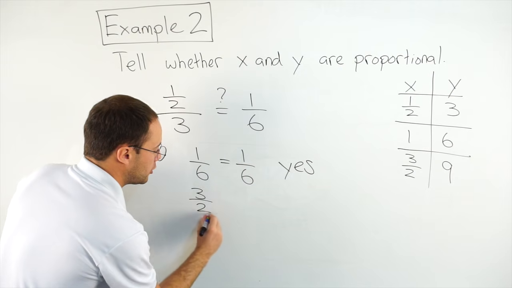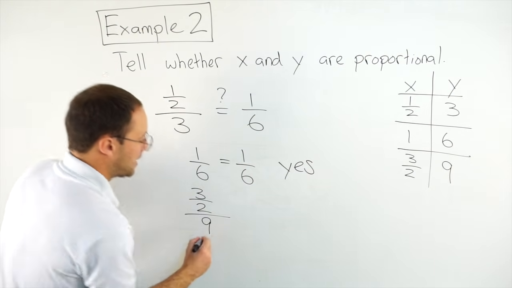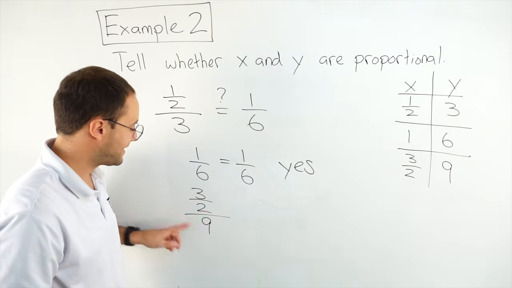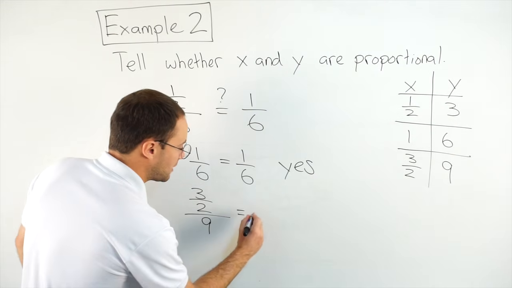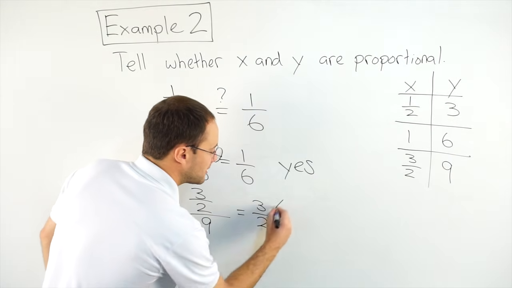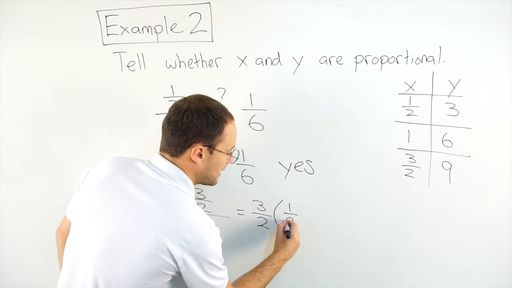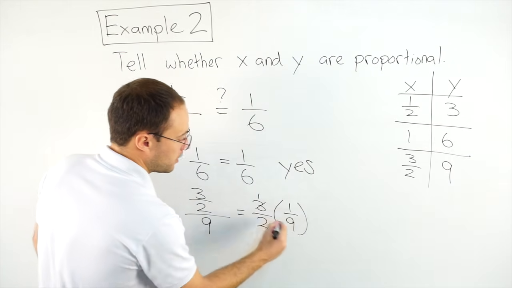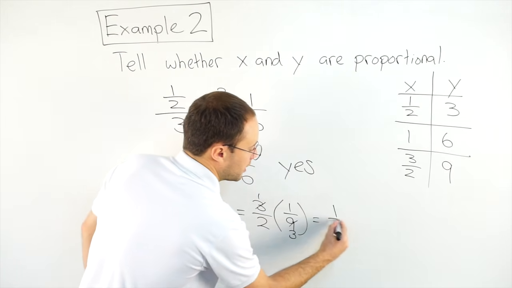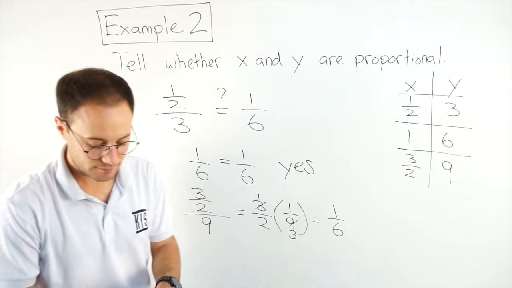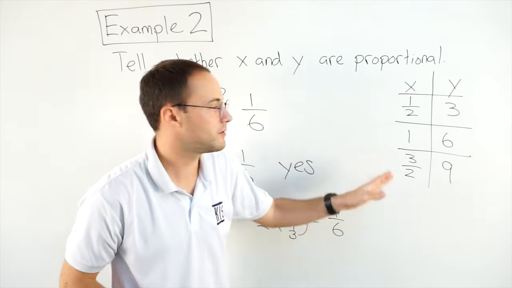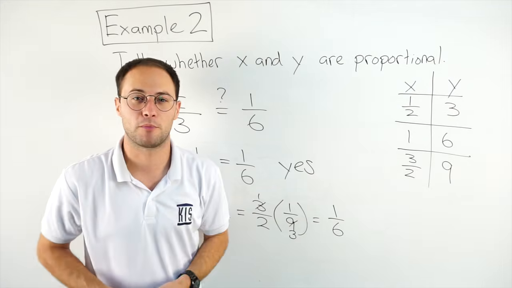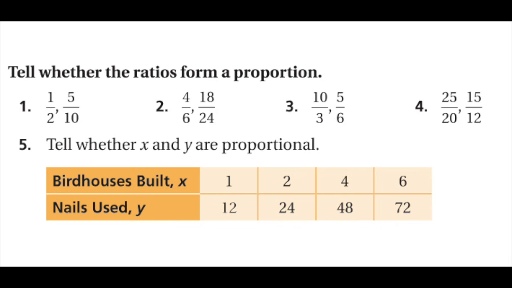And it wouldn't matter if I tried another one. 3 over 2 divided by 9. 3 over 2 to 9, there's my ratio. If I put that in simplest form, that's the same thing as 3/2 times 1/9. Simplify by 3, and I get 1/6 again. And to be honest, sometimes it is a good idea to check more than one ratio, but we got 1/6 again, so yes, they are proportional. Here are some to try on your own.